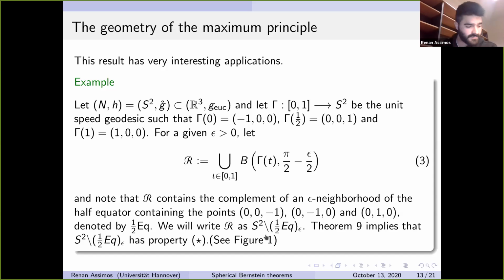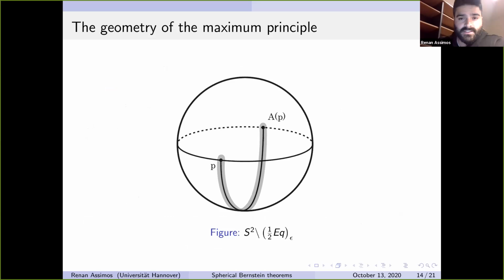So the first application is the following. Suppose that we go back to this example here, which was this that I drew in the beginning. Of course, I draw again only in dimension 2. This thing appears in the paper of Jost and Yang. So we take a ball, S2, and we remove again this neighborhood of half an equator.